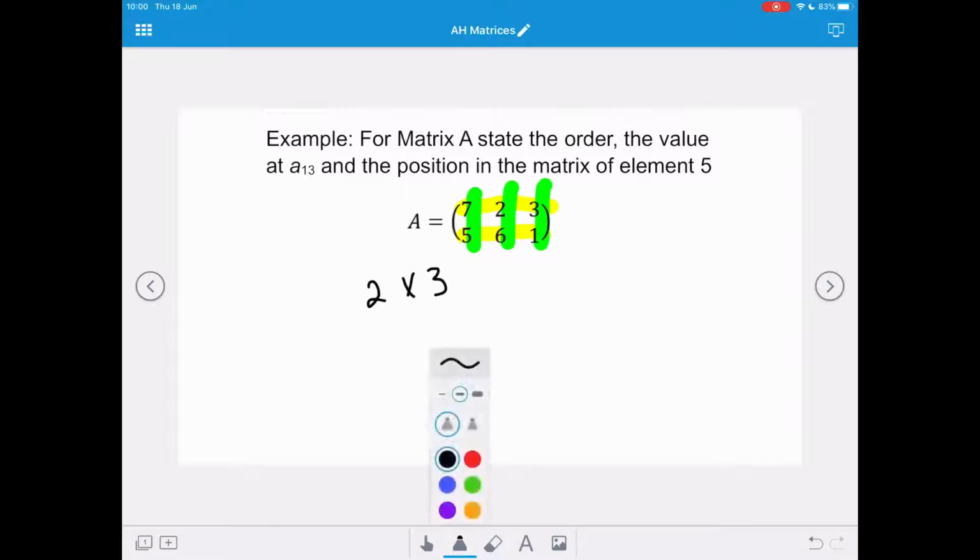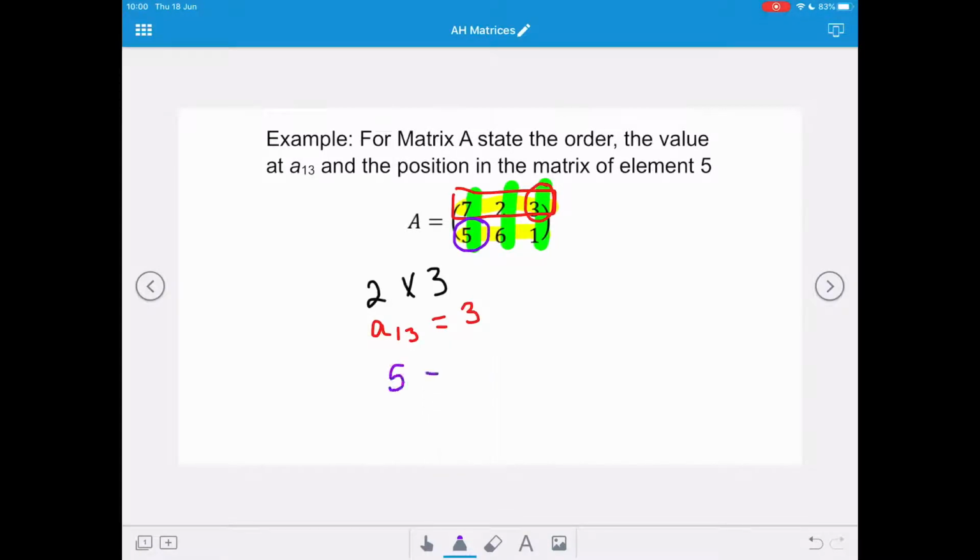So we've then got the value at A13, and the position in that is in row 1, column 3, and so the value of A13 is 3. And then we want to find out the position of element 5, and you can see that that's in row 2, and it's column 1, so it's A21.